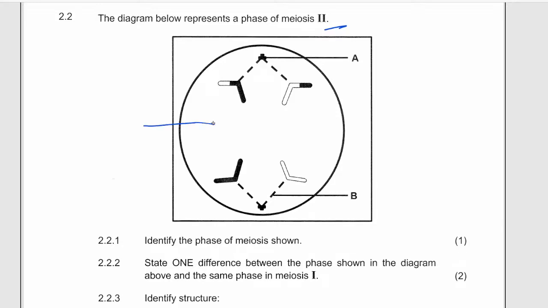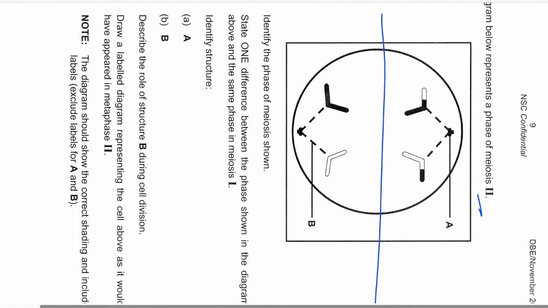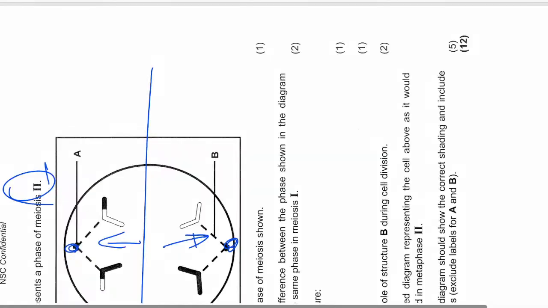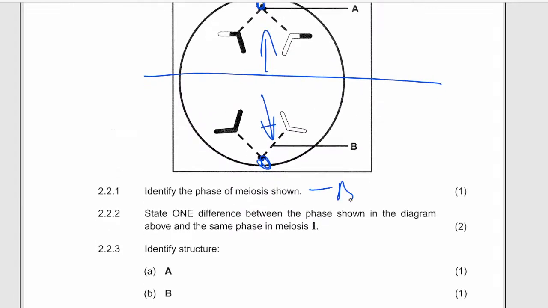I told you that you have to rotate it, please rotate it like this, so that the thing looks in different angles. So the answer is, you see, it's separating. So it is anaphase 2. You don't even need to think whether it's anaphase 1 or anaphase 2 because they said meiosis 2. So it's simple. Yeah, so it is anaphase 2. So the answer is anaphase 2.